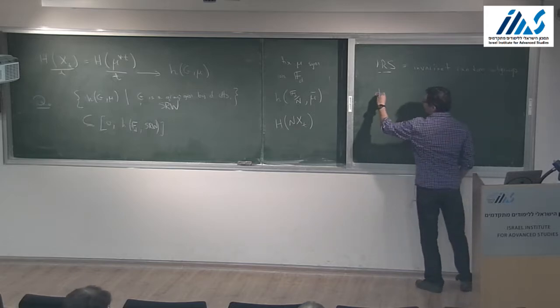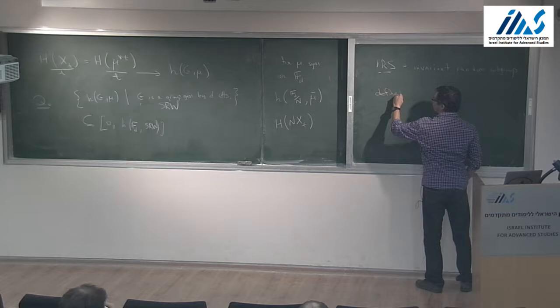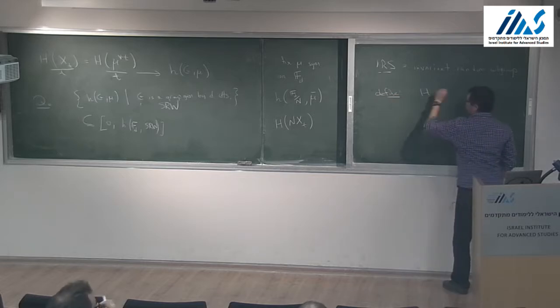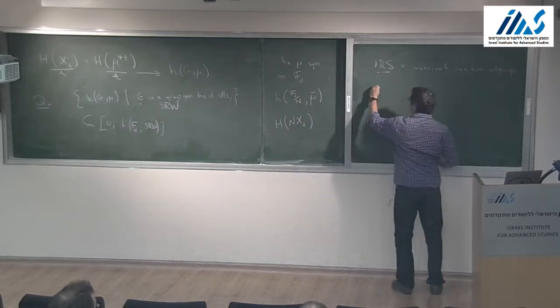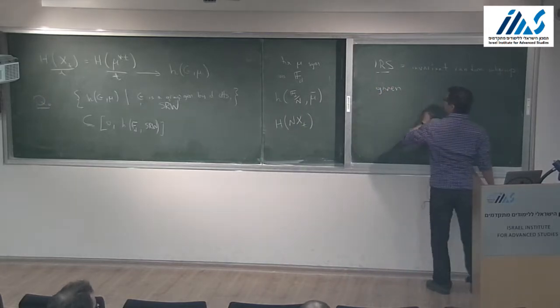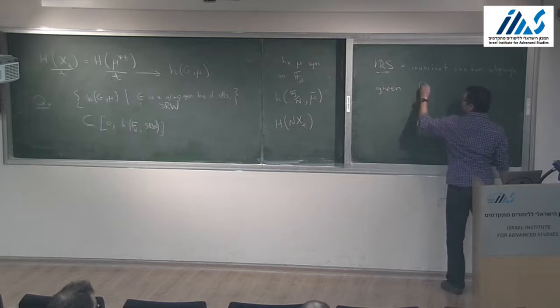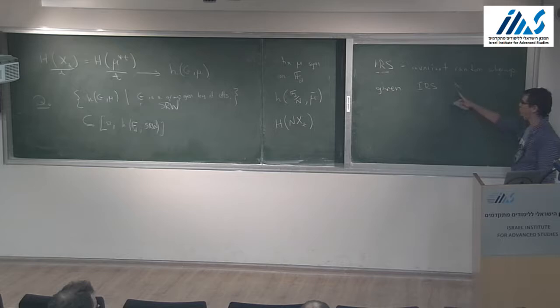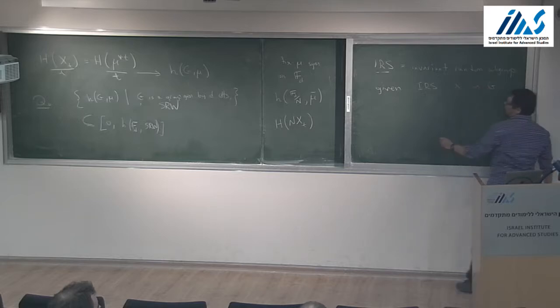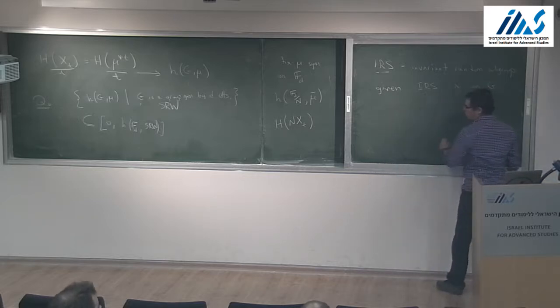So what we're going to do is define the entropy. Given an IRS lambda, again a probability measure on subgroups of a fixed group G. So an IRS lambda on G, and it's invariant to the conjugation operation.